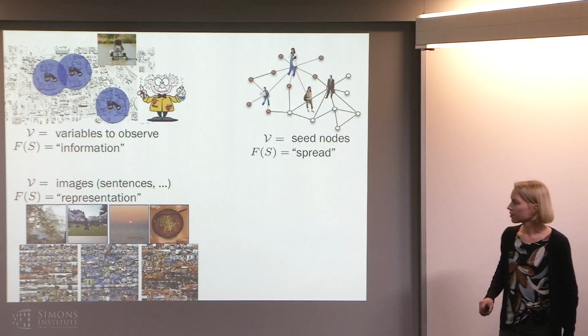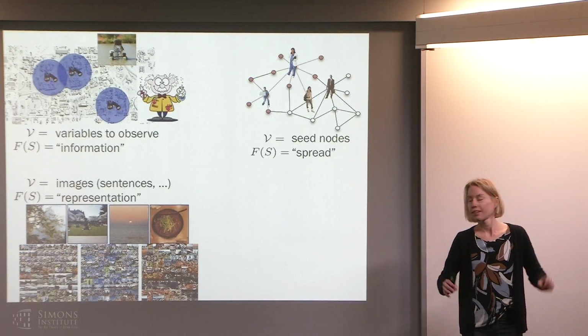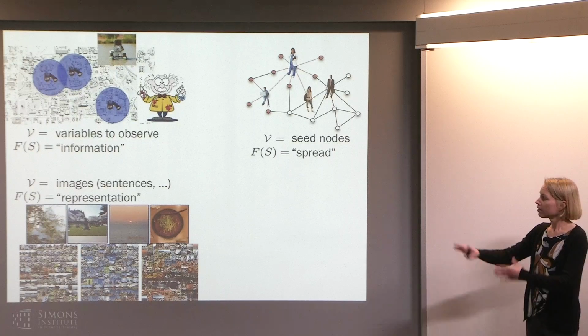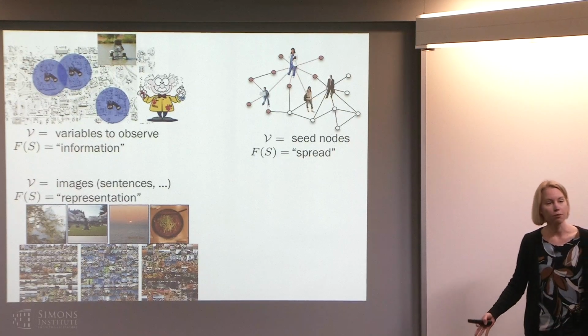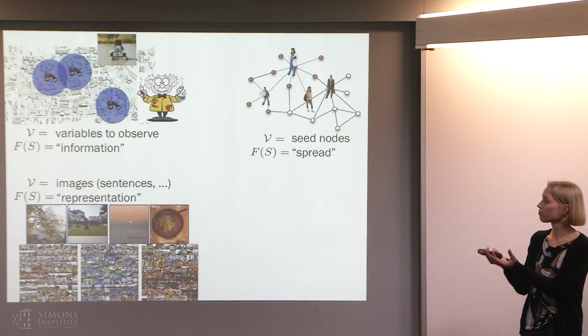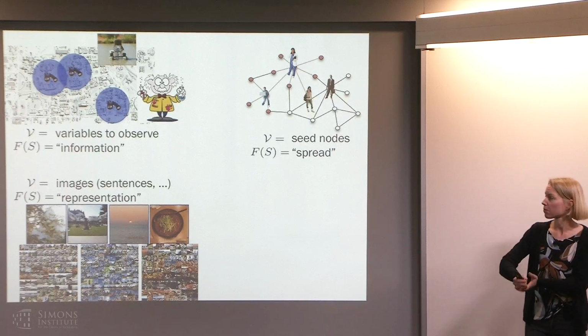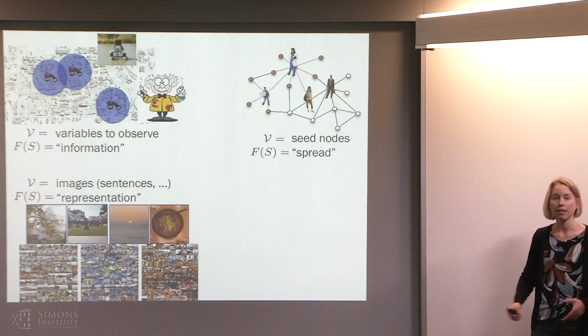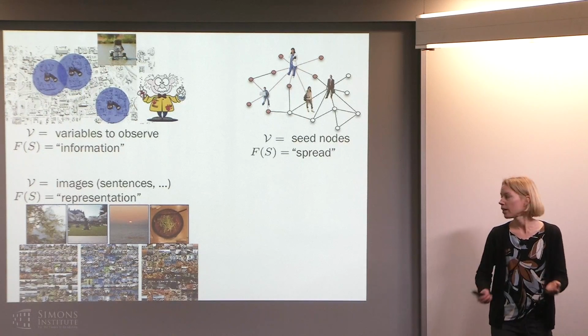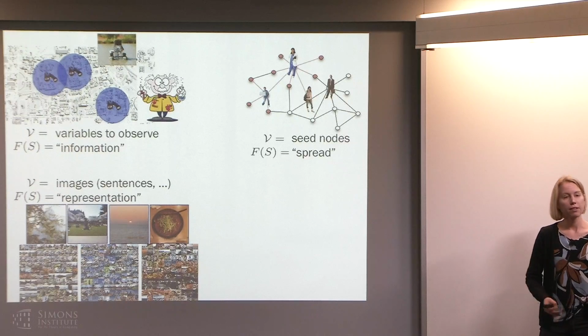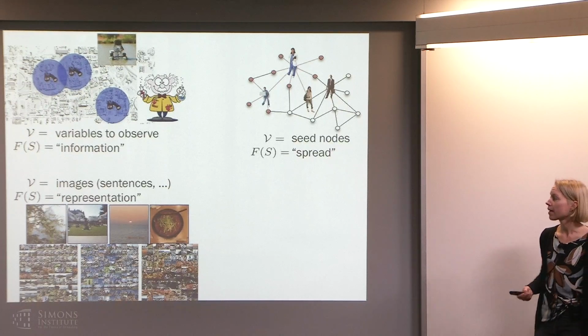And this example actually covers many different sub-examples. This example is essentially data summarization. Say we have a large collection of images, and we want to show only a few of them to the user. So out of the ground set of all the images, I want a small subset that represents the data as well as possible. And the same thing we could do with summarization of documents and text.